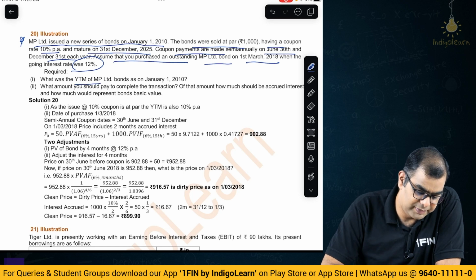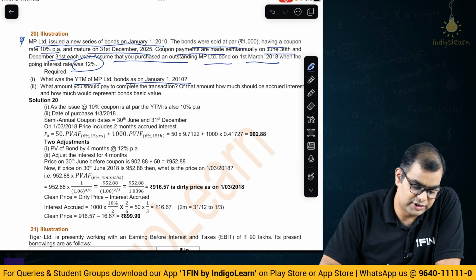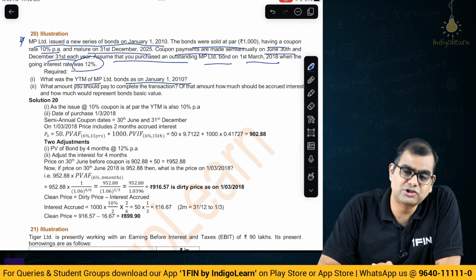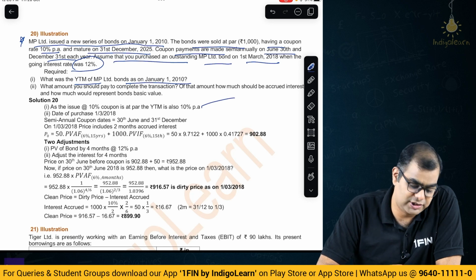Required. What is the YTM of MP Limited bonds as on Jan 1st, 2010? So, as on Jan 1st, 2010, the day on which it was issued, the bond sold at par. So, YTM is also 10. Very simple part. The second question is more important.